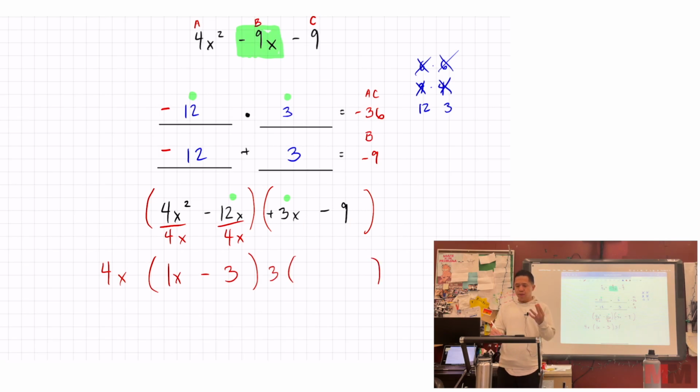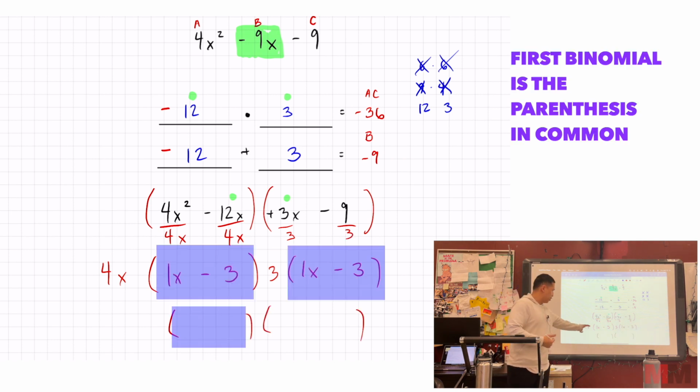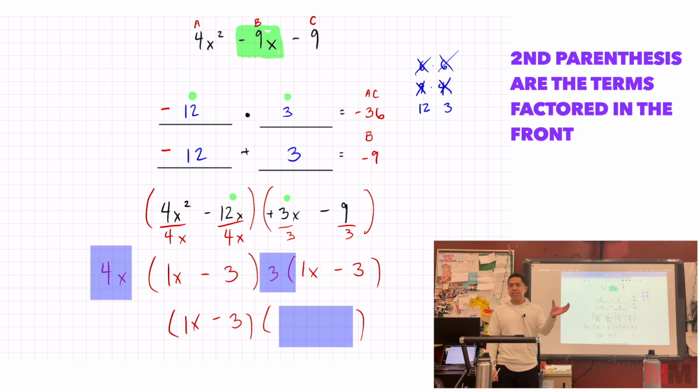If you take out a 3, what are you left with? Just an x, which is 1x, and what? -3. What am I going to put in the first box, or first set of parentheses? Now I forgive you for being late. And what do I put in the second one?